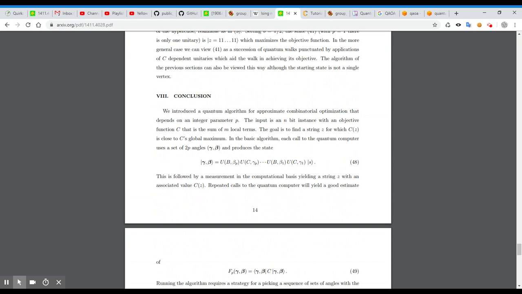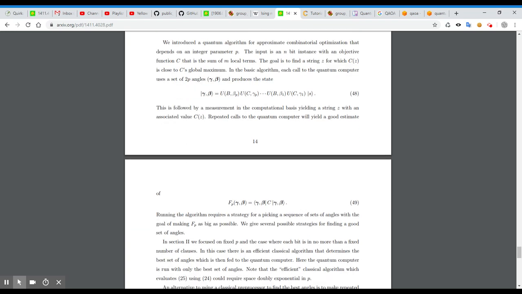The input is an n-bit instance of your problem, with an objective function C that is the sum of m local terms. The goal is to find a string z. In the basic algorithm, each call to the quantum computer uses a set of 2p angles and produces a particular state, followed by a measurement in the computational basis yielding a string z with an associated value. Repeated calls to the quantum computer will yield a good estimate.